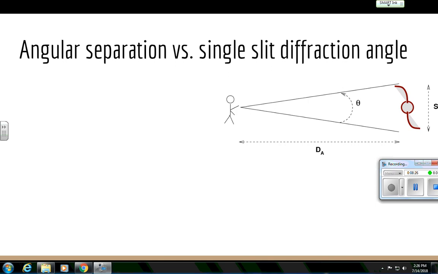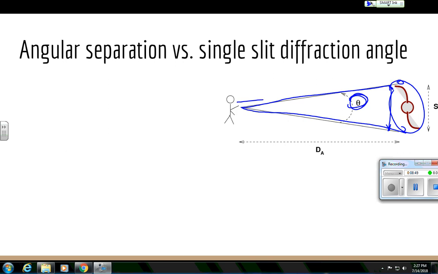So this is a very crude diagram of a galaxy. Imagine this being a galaxy. It has a certain amount of width, right? And the angle that width appears to you is what's known as the angular separation. Imagine instead of this being a galaxy, if these were two stars, how far apart they are would be their angular separation.